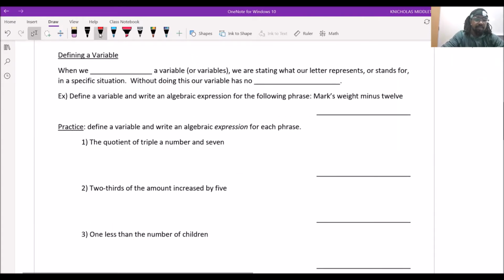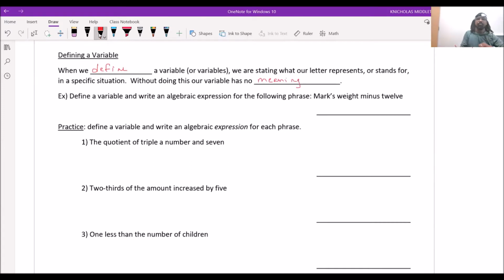So from there, now that we know the difference between equation and expression, let's talk about defining a variable. Now, when I say define a variable, that does not mean saying it's an unknown number, I don't want that every time. Defining a variable means knowing what it stands for in your equation. When we define a variable, we are stating what our letter represents or stands for in a specific situation. Without doing so, we risk our variable having no meaning.